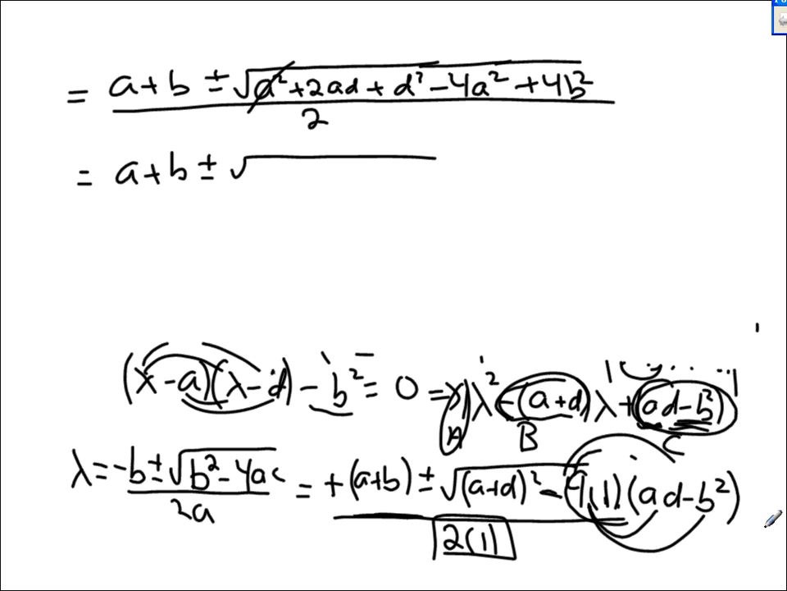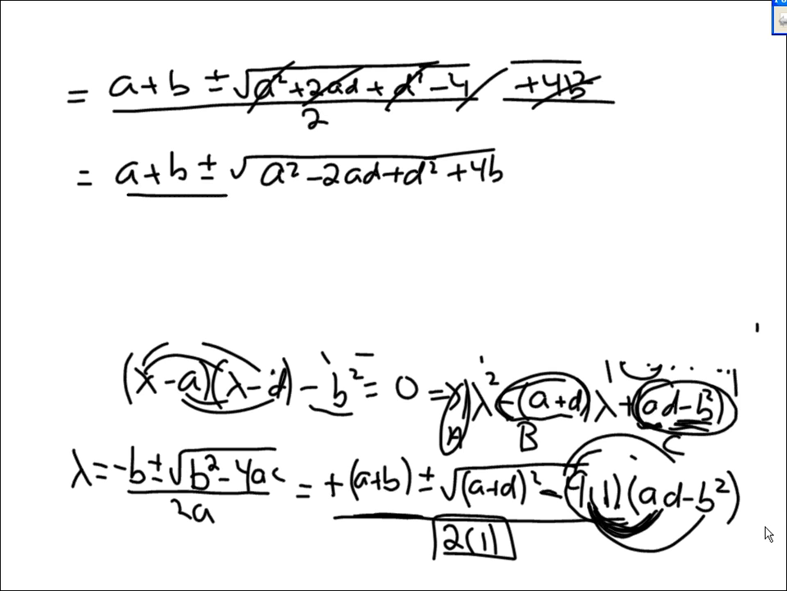Under the radical, we have A squared plus 2AD minus, this was supposed to be 4AD. I don't know what's going on with me. Look on the bottom. It's minus 4AD. And if you have 2 ADs and you take away 4 ADs, you're at negative 2AD plus D squared plus 4B squared. And here's where it's all going to come together.